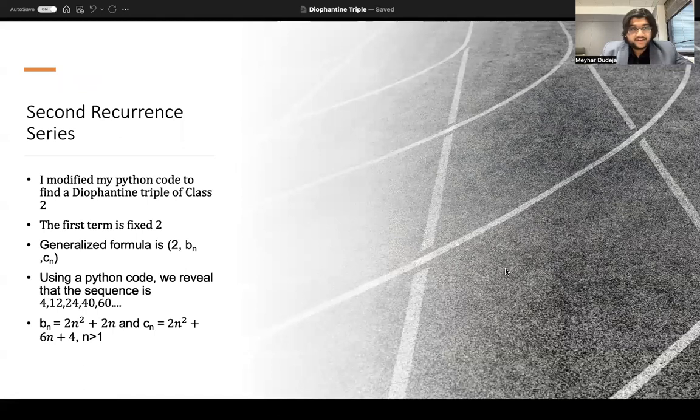For the second recurrence series, all I did was modify my Python code so that the first term is 2. That revealed another recurrence series, which was 4, 12, 24, 60, and also in the middle 40. So this is the second recurrence series. The formula is 2n squared plus 2n, and Cn is 2n squared plus 6n plus 4. If you closely notice this again, your Cn is the next term of the series. It's basically 2n plus 1 and n plus 2.